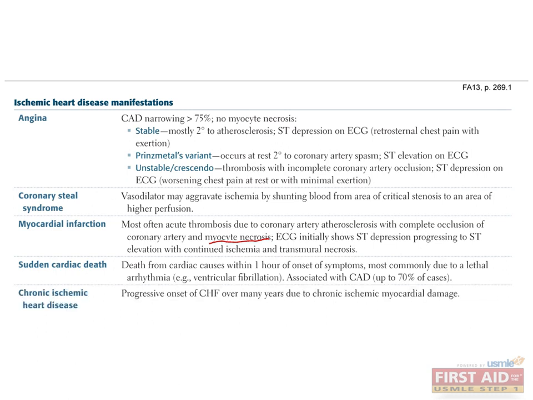Finally, ischemic heart disease can be more chronic, resulting in a slow decline in heart function over time and eventual heart failure. Chronic ischemic heart disease results from progressive onset of congestive heart failure over many years due to chronic ischemic myocardial damage.